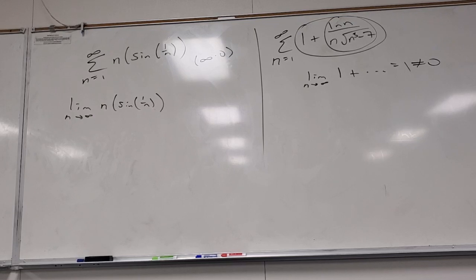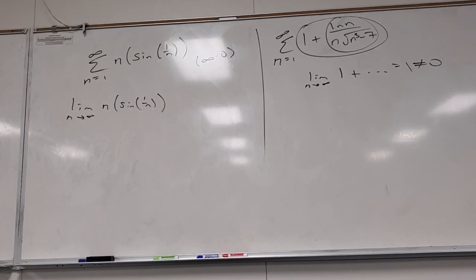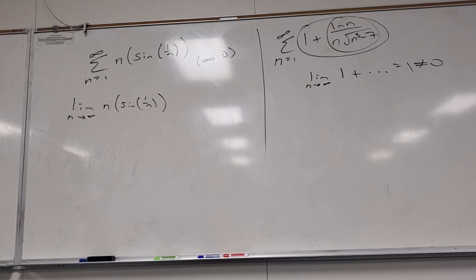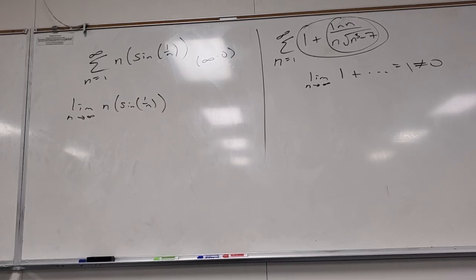Times 0 is 0. Say again? Anything times 0 is 0. But anything times infinity is infinity, so. Black hole. Indeterminate. This is an indeterminate form.